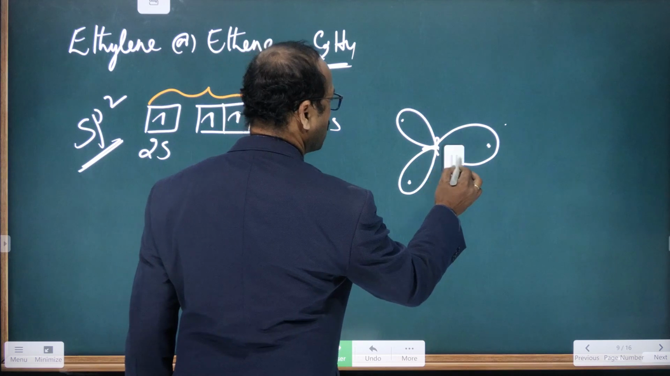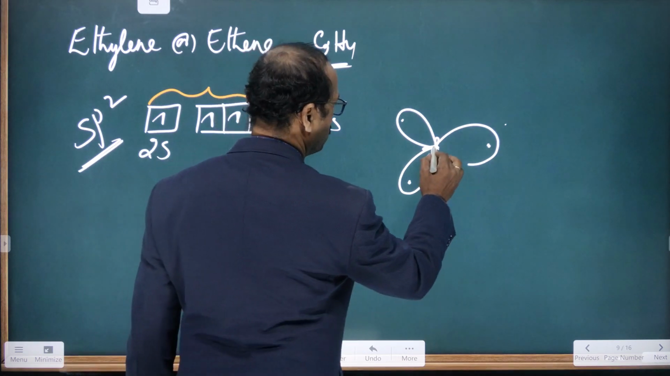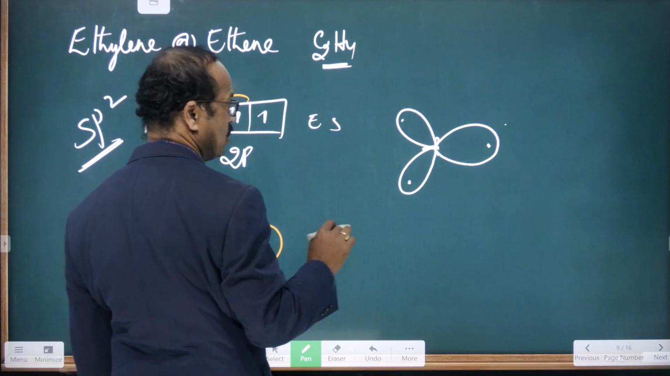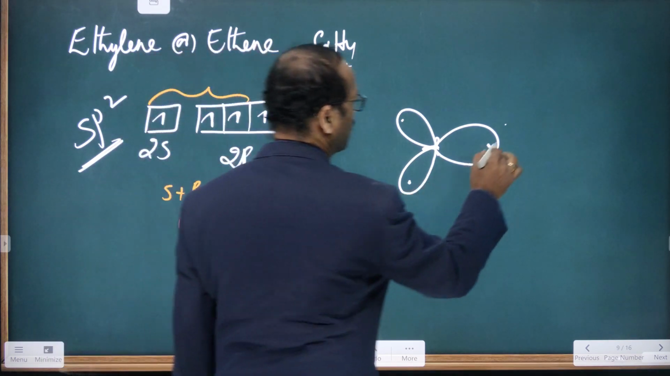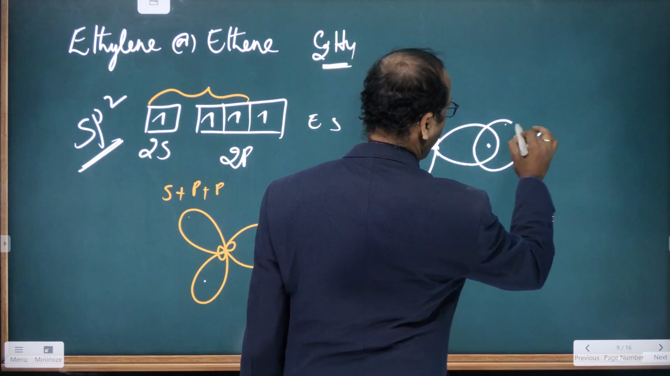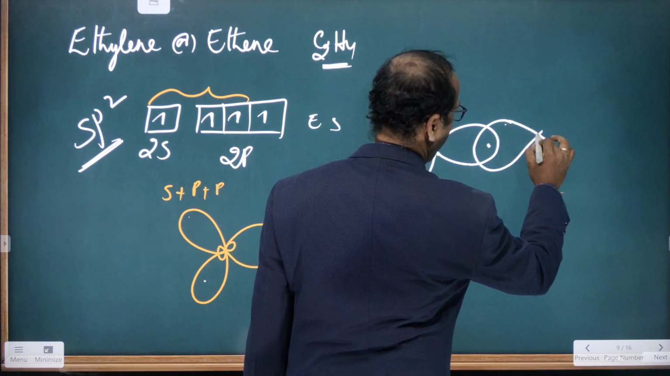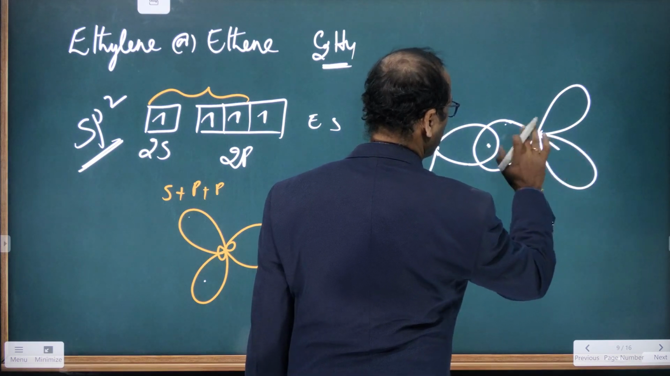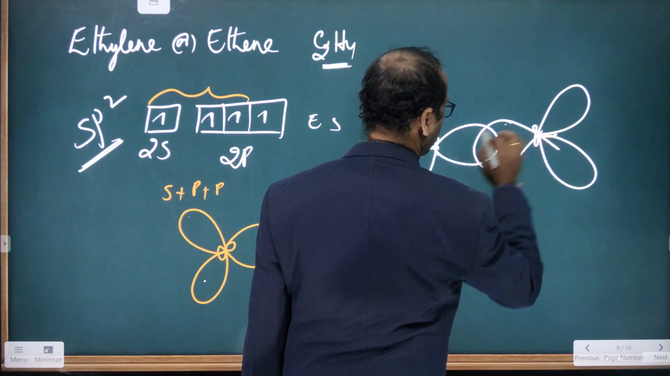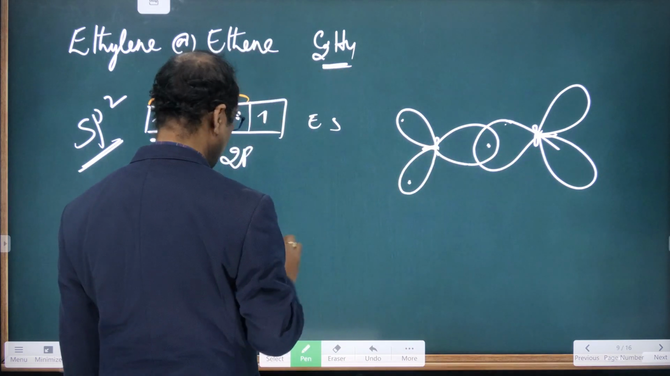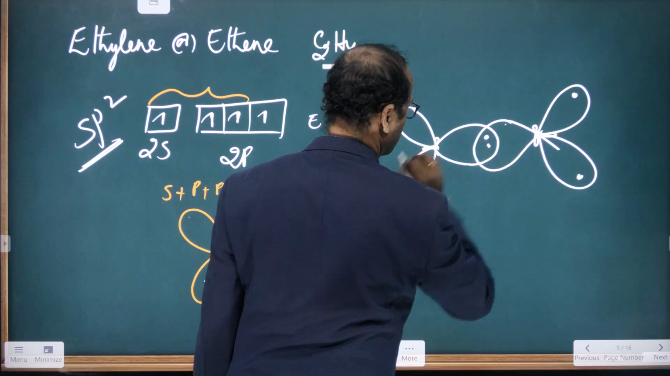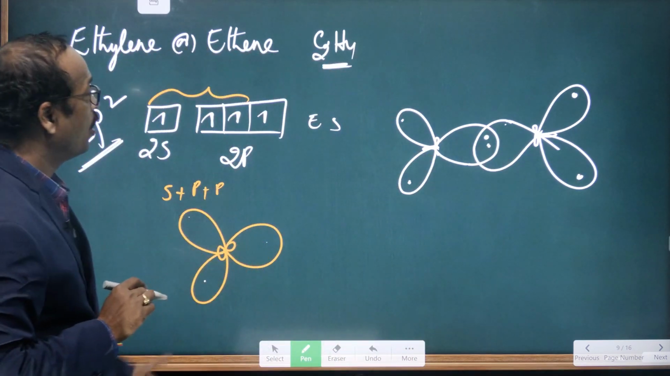Now the other carbon also is there. That also is a carbon that undergoes sp2 hybridization only. This also forms the 3 hybrid orbitals like this. Okay, this also forms 3 hybrid orbitals with the 3 electrons. So 1, 2, 3 electrons. Correct?